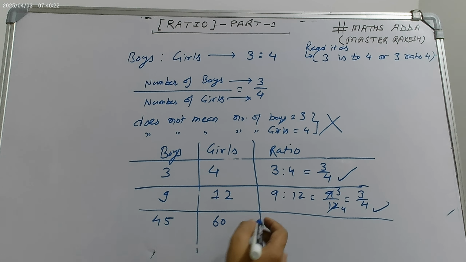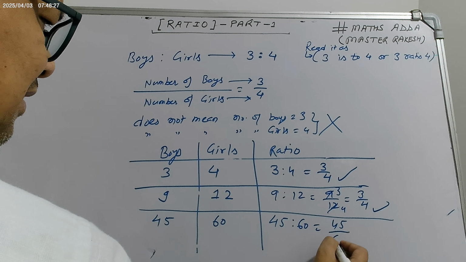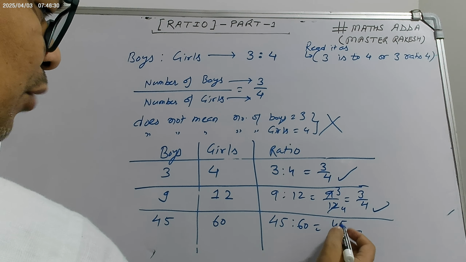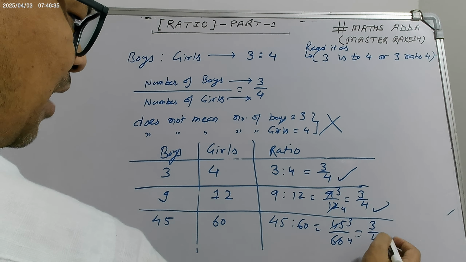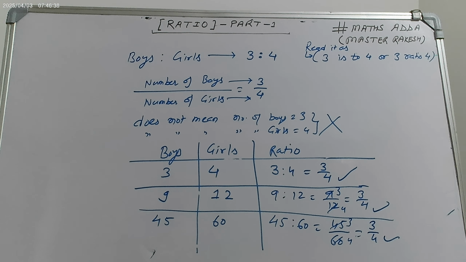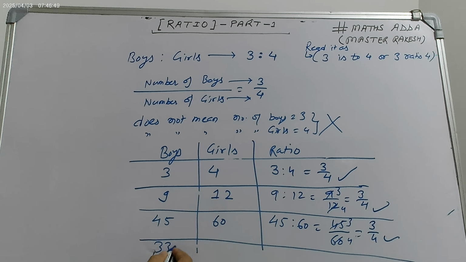Again one example: 45:60. You can cut by 15. 15 threes are 45, 15 fours are 60. Again 3/4. All are 3/4, the boys girls ratio. Whatever example you put, for example 330 and 440, just do it at home, you will find this as 3/4 as well.